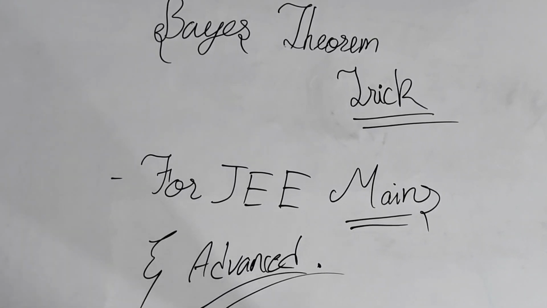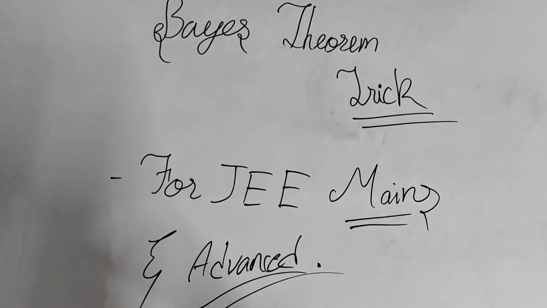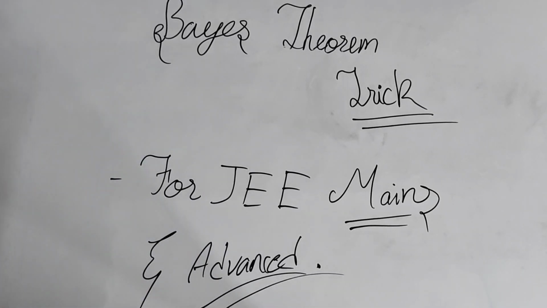Today I'm going to teach you a small trick about Bayes' theorem for JEE Mains and Advanced. In this trick, we will not be required to name anything. We can just solve the sum directly without naming things. This can only be used for JEE Mains, Advanced or other competitive exams, but not for the 12th boards.